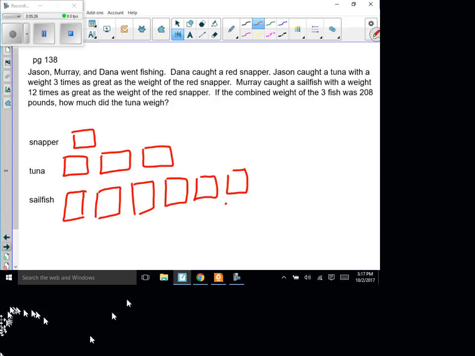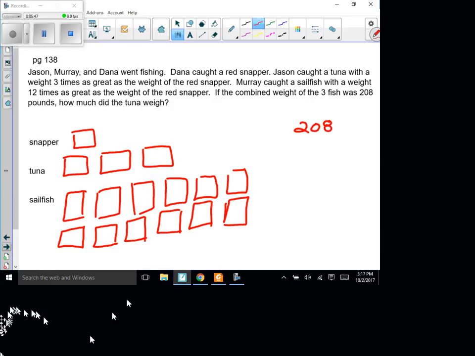6, 7, 8, 9, 10, 11, and 12. Now, just like the last one that we did, the only way to figure this out is we have 208 pounds as the total amount of fish, right? 208. And then we have to find out what we need to divide it by. We have to count all the boxes. So 1, 2, 3, 4, 5, 6, 7, 8, 9, 10, 11, 12, 13, 14, 15, 16.